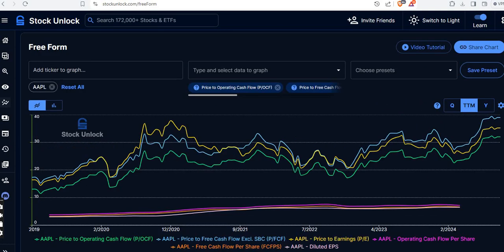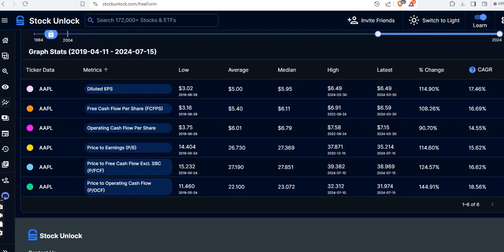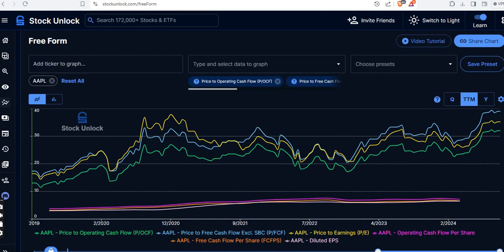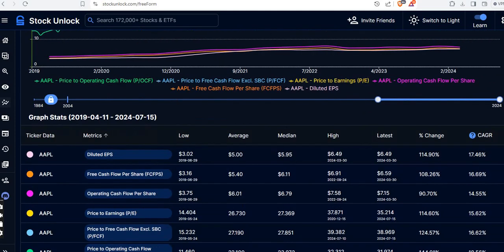So this is a very good tool to play around with, because remember I mentioned that you want to make sure when you're buying stocks that they're a good company and you're buying them for a good price. This tool right here will help you know, am I buying it for a good price?